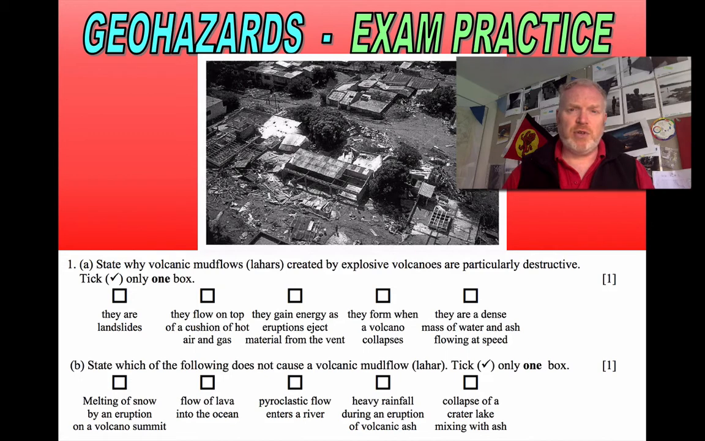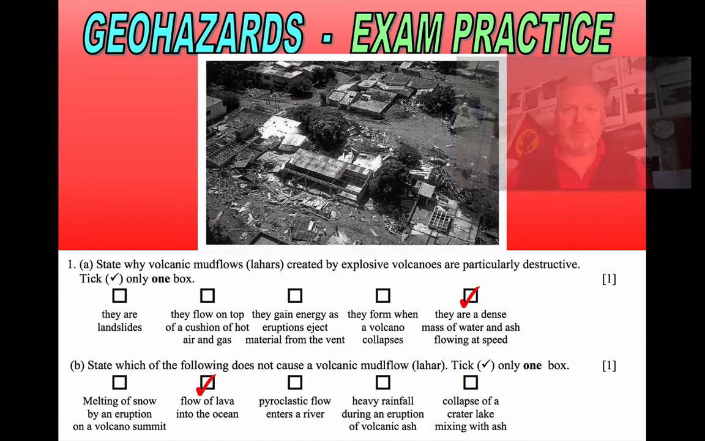I'd also like you to have a look at the exam practice questions, to give you an idea of the type of thing that can come up in a GCSE exam. You've got a picture here of a place called Armero in Colombia. This was after the eruption of a volcano called Nevado del Ruiz, and it particularly caused lahars. It killed a lot of people through lahars. They're particularly destructive because they're this dense mass of water and ash that flow at fairly high speed. There are lots of different causes of lahars, but the one listed here that isn't a cause is where we get lava flowing into the ocean.